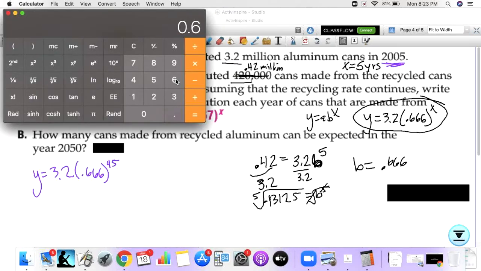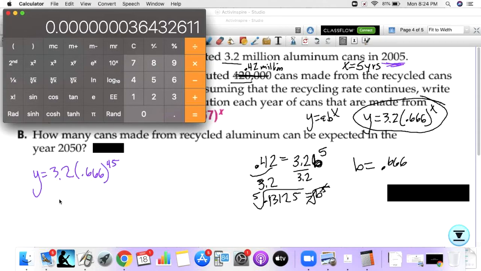So 0.666 raised to the 45th power equals this number. Now I'm going to times it by 3.2. So I end up with this number. Okay, now this is in millions. So if I really wanted it to be actual numbers of cans, I should go back 6 places. So 1, 2, 3, 4, 5, 6.